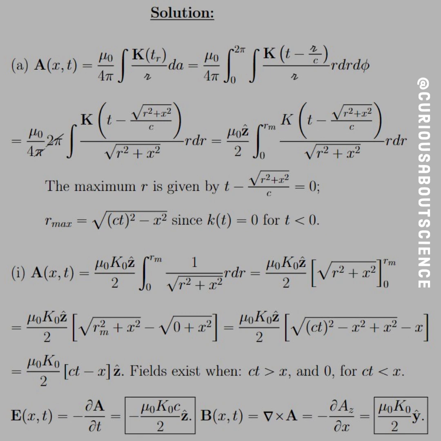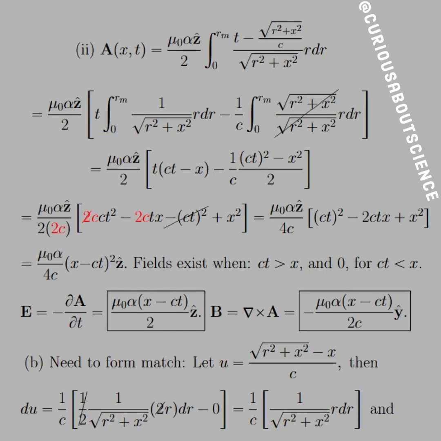B is equal to the curl, so we only need to take the derivative of the Az direction in the x with the x derivative, and that curl gives us a y direction. So we see that we get mu naught k naught over 2 and a y hat. All right, fair enough.